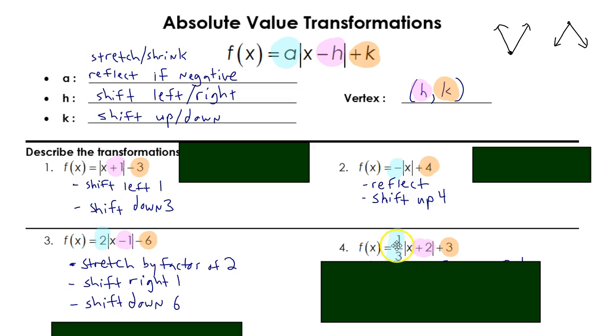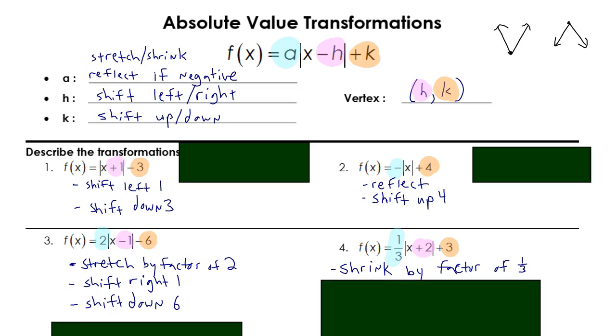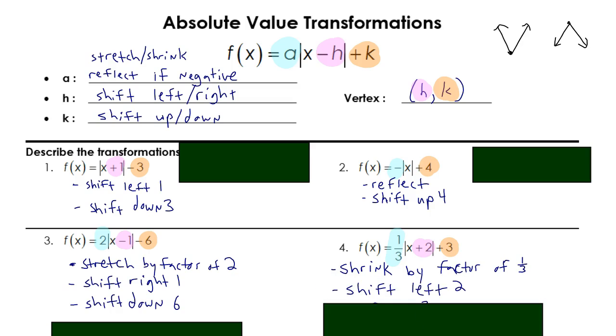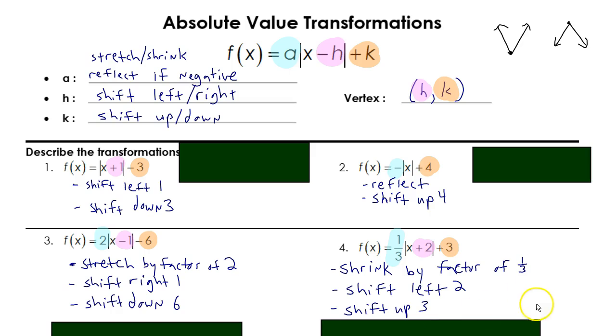All right, so the 1/3, since it's less than 1, is going to be a shrink by a factor of 1/3. The plus 2 inside the absolute value bars is going to be a shift left 2. And the plus 3 at the end after the absolute value bars is going to be a shift up 3 units.